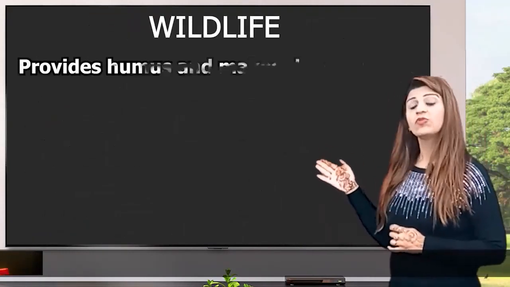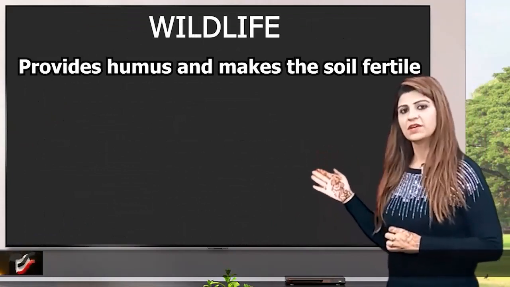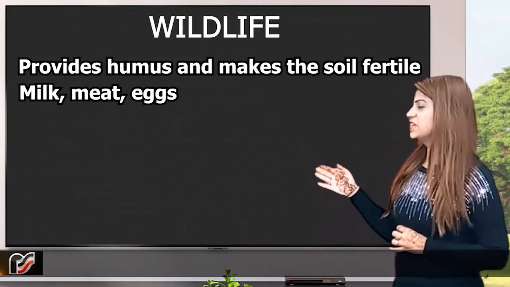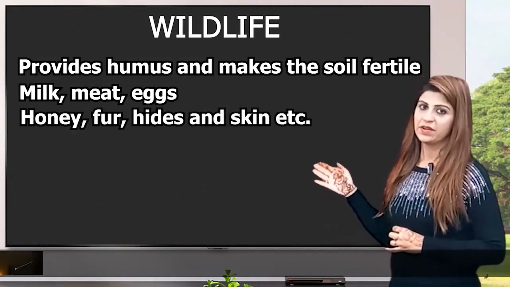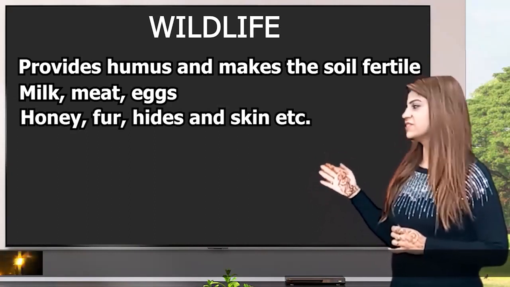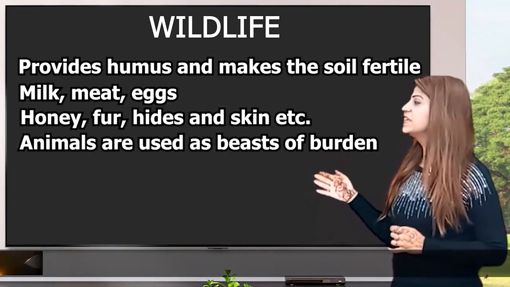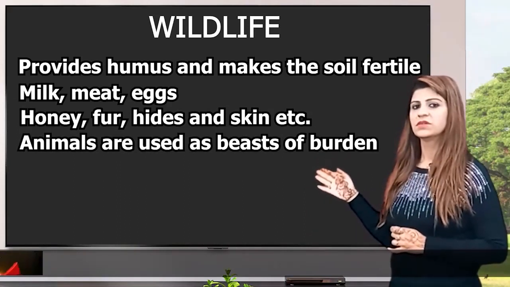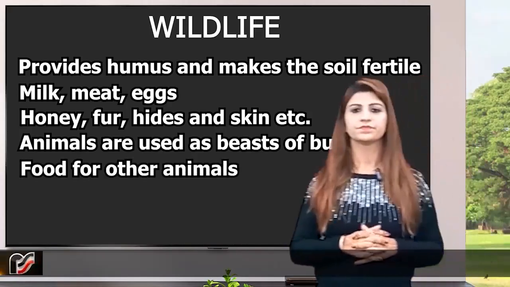Wildlife provides humus and makes the soil fertile. Milk, meat, eggs, honey, fur, hides and skin, etc. Animals are used as beasts of burden, food for other animals.